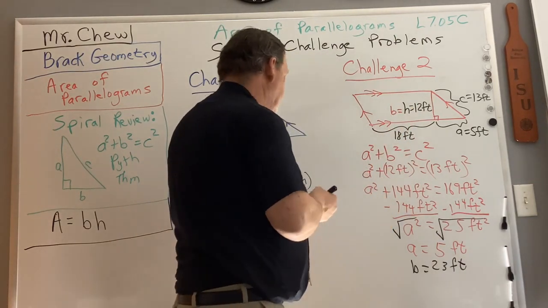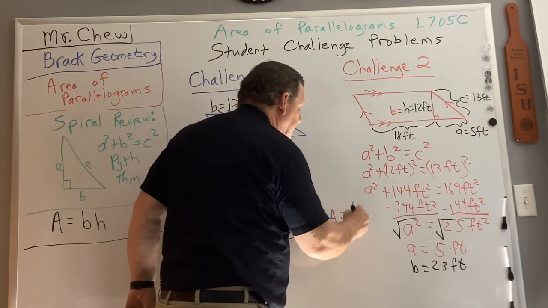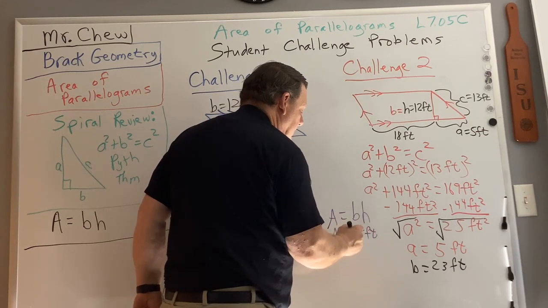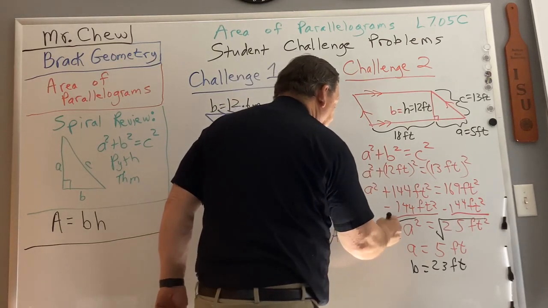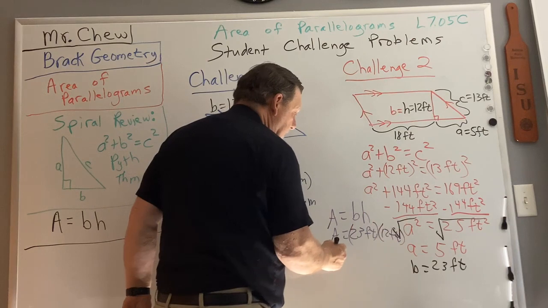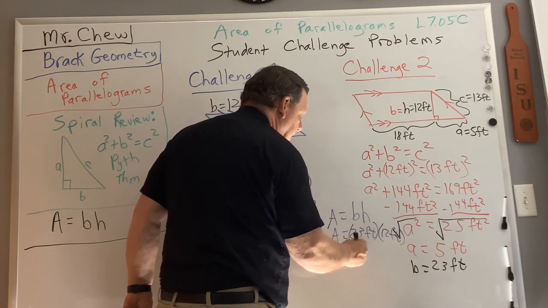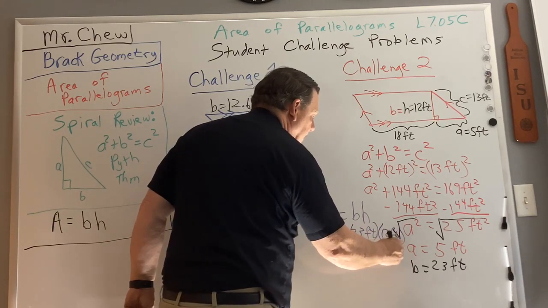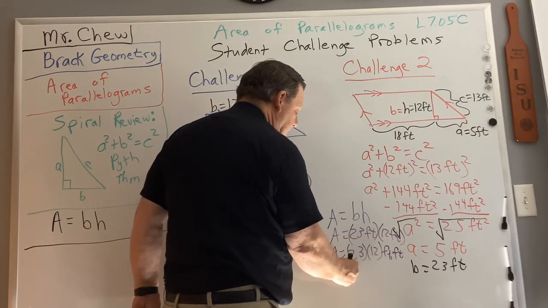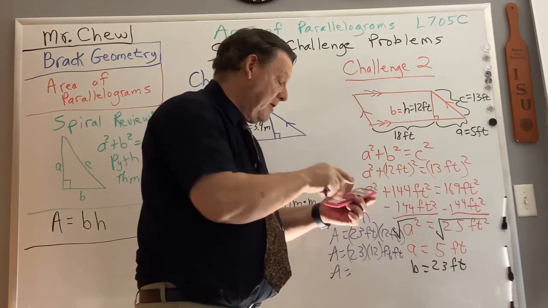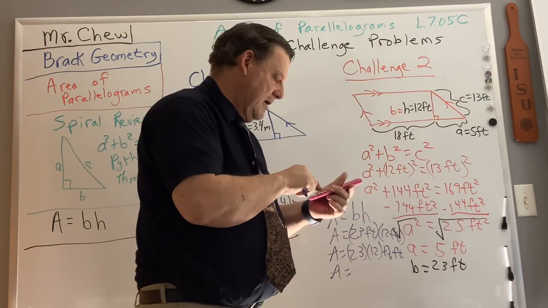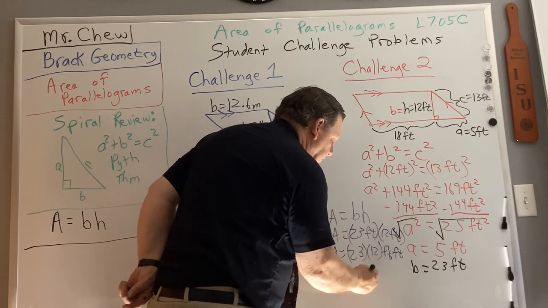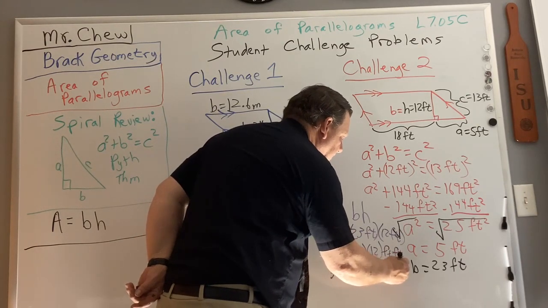So to find the area, which is my last step, I just substitute the base times the height. So the base is 23 feet, and the height is 12 feet. So the area is 23 times 12 feet times feet. I don't know what that is. I've got a calculator here that'll tell me. 23 times 12, 276. 276 feet squared. And there's my answer.